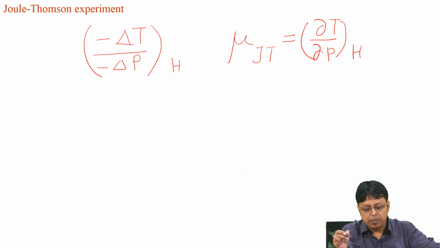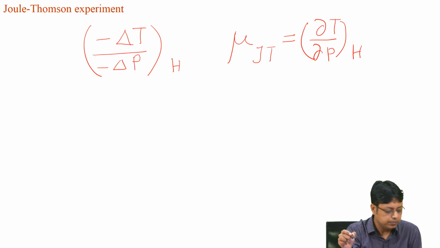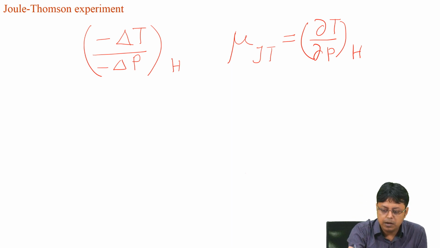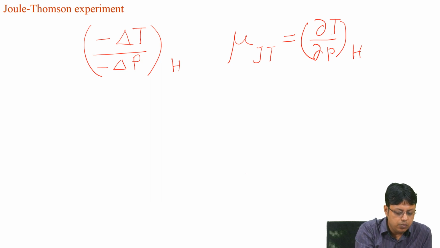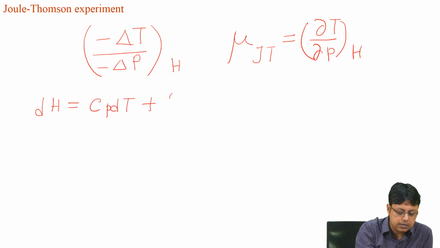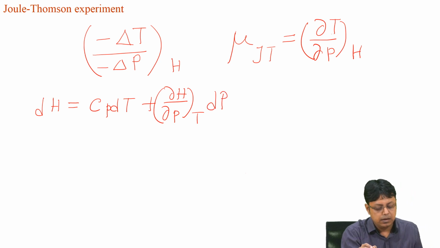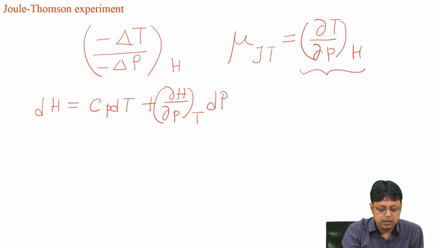Now what will be the expression of del T del P at constant H? Remember, since it's a partial derivative of temperature with respect to pressure while keeping the enthalpy constant, we can just start with the equation of enthalpy, that dH is Cp dT plus del H del P at constant T dP. Now what we have to show here is this term. So we can easily get it by taking a derivative del T del P, meaning we have to divide both sides by dP and somehow write this term as del T del P for constant enthalpy.